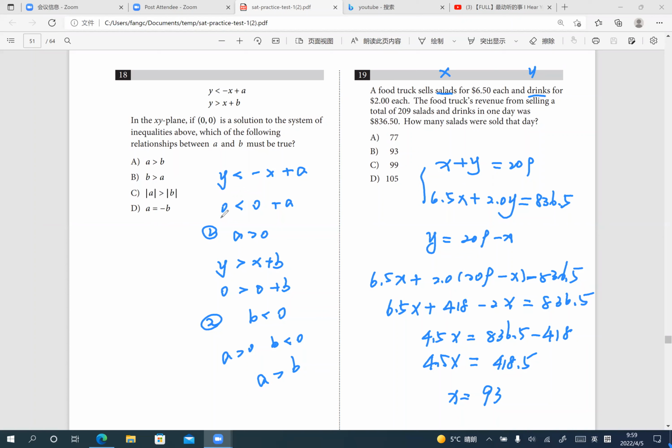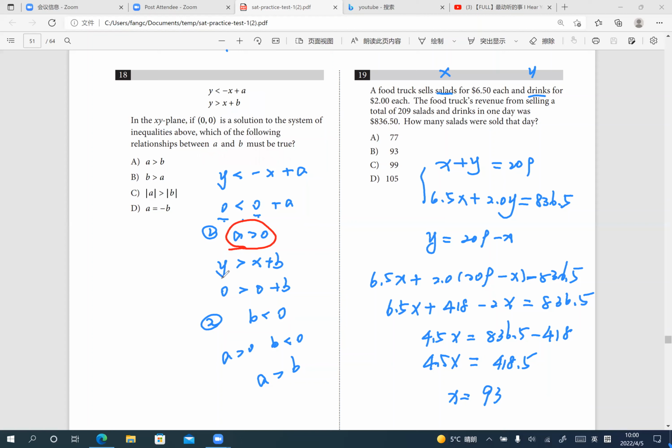So y is 0 and x is also 0. From the first inequality, we get 0 is less than 0 plus a, which means a is greater than 0. A is greater than 0.